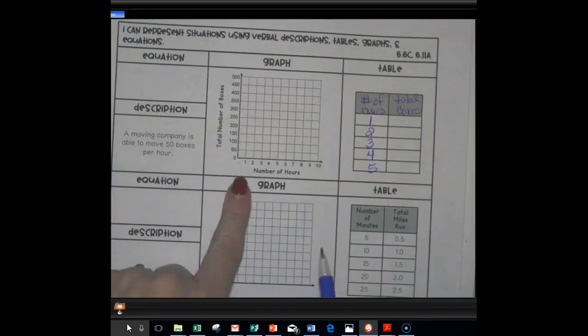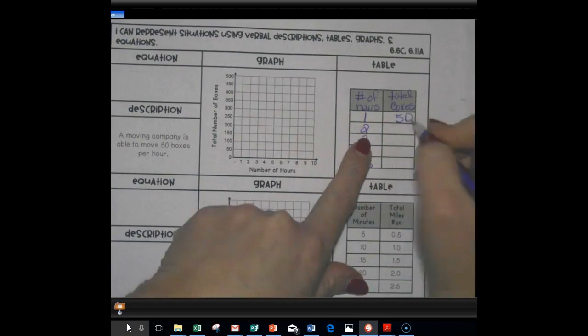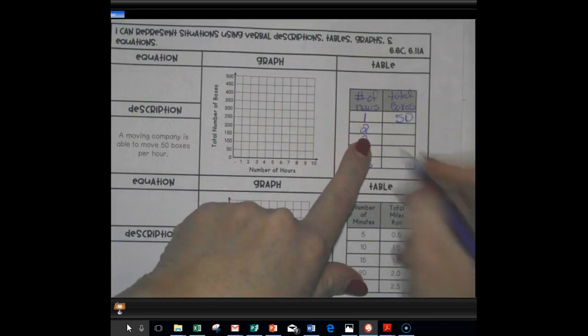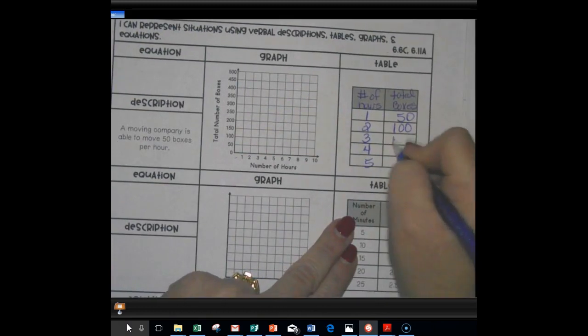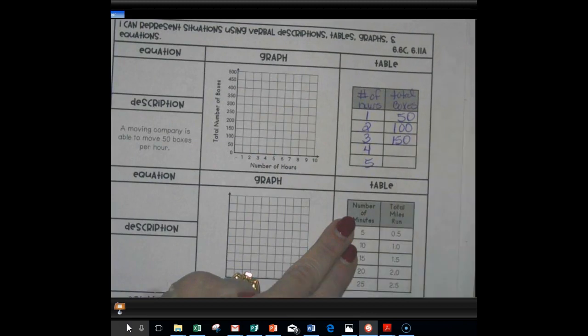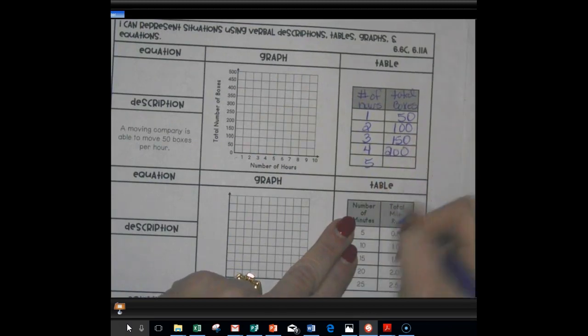And it's 50 for each hour. So 50 boxes for 1 hour. So if I go 2 hours, 50 and 50 will be 100. Another 50 boxes will be 150, 200, 250.